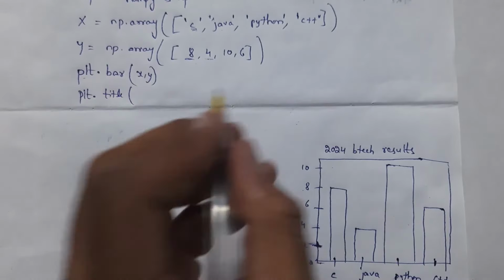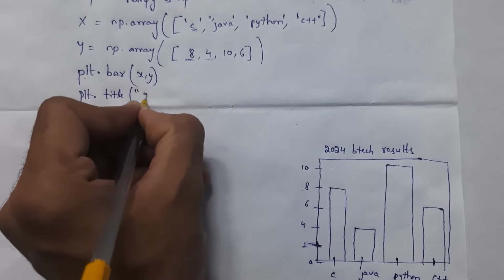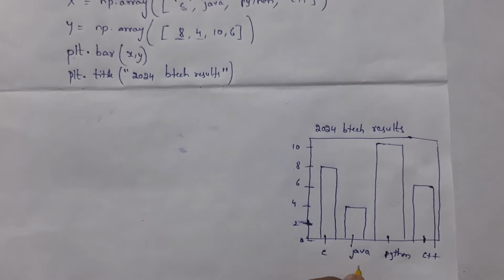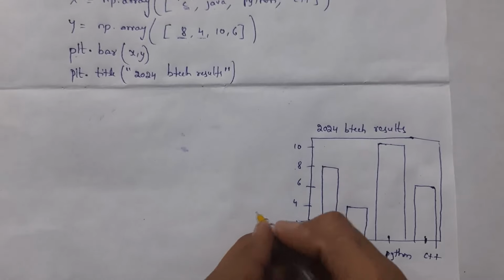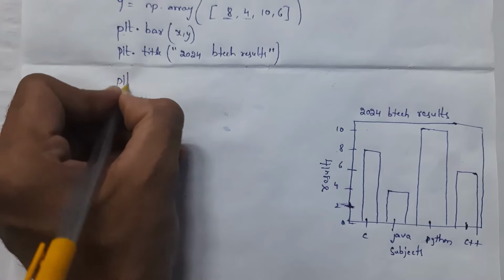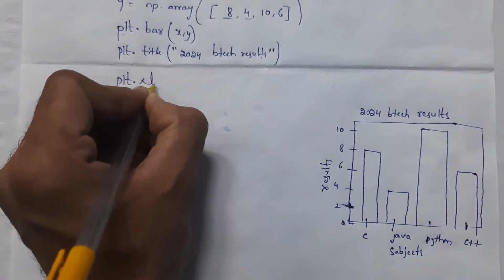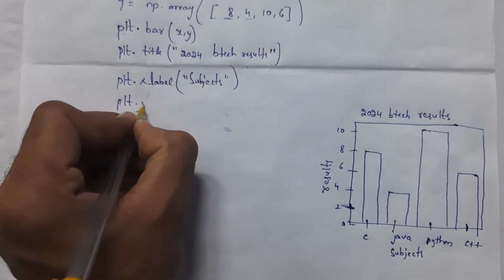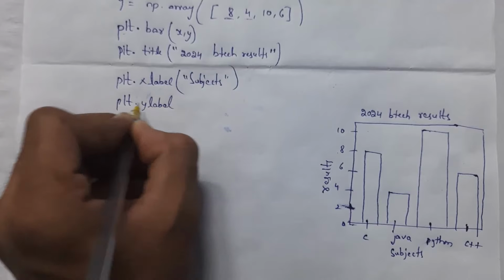Inside this you can give title in quotations. So inside quotations write 2024 BTech results. And I want to give X label as subjects and Y label as results. Write here plt, which is module name, dot xlabel subjects in quotations, comma, plt dot ylabel. Guys, don't give any space.